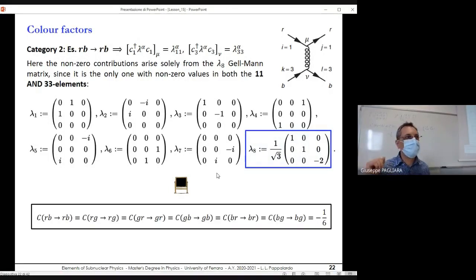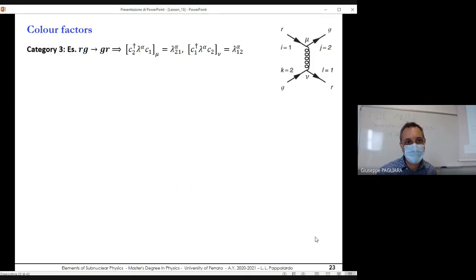Okay, as before, the same value occurs for all the possible cases of this category. So all the combinations that don't change color, like these, all have a color factor equal to minus 1/6. Third category, now we have red-green into green-red, so we exchange the color, but we still have only two colors involved. So in the upper vertex, we have 2, 1 and 1, 2 in the lower vertex.